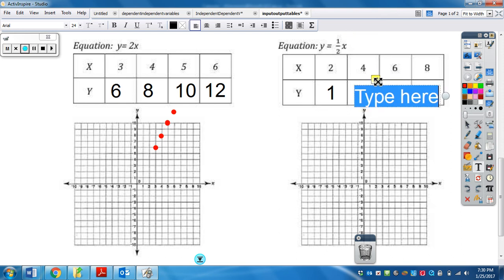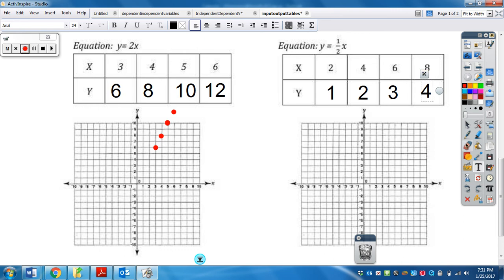Well, half of 4 would be 2. Do the same thing. I'm still following that rule that's written in the equation. 6 is my next x value, so half of 6 would give me 3. And then finally, half of 8 would give me 4.